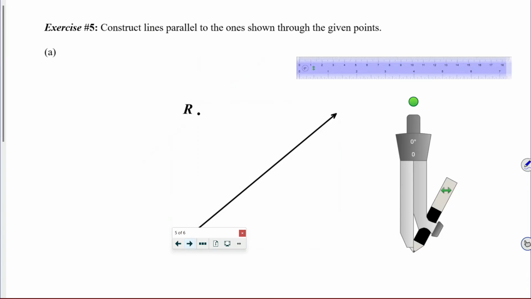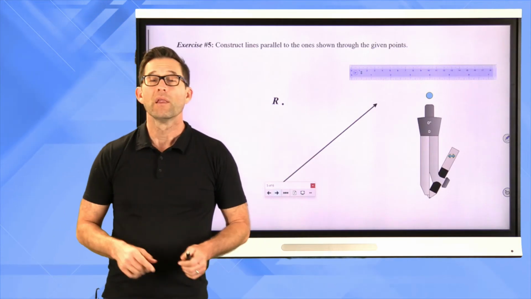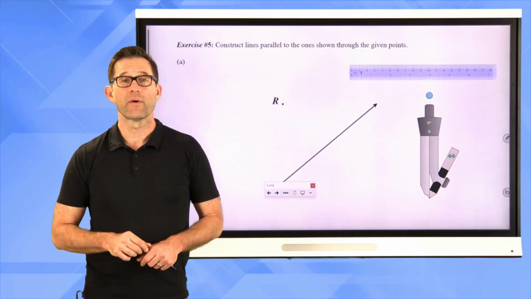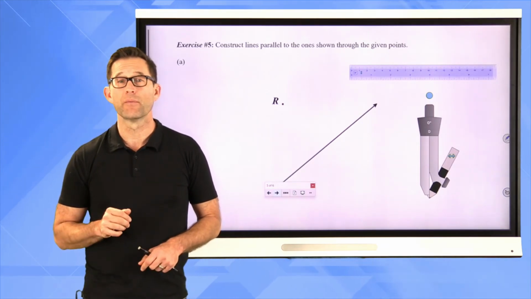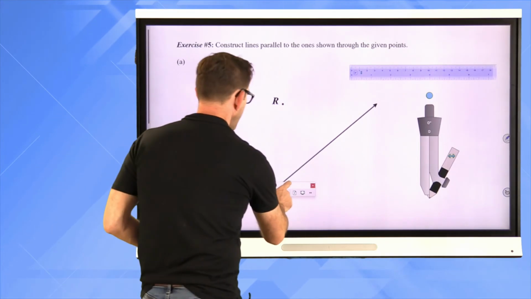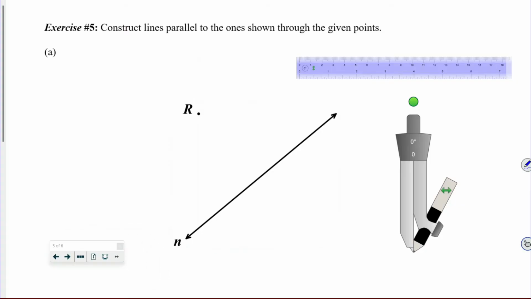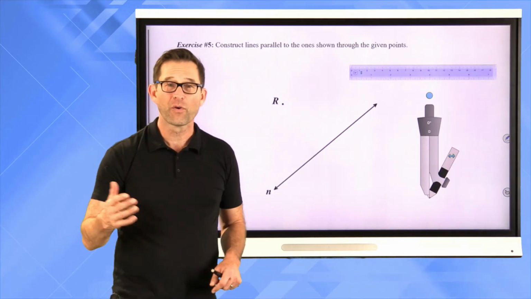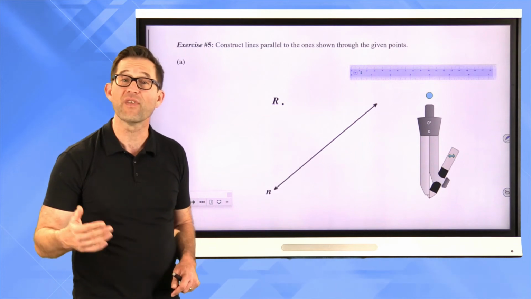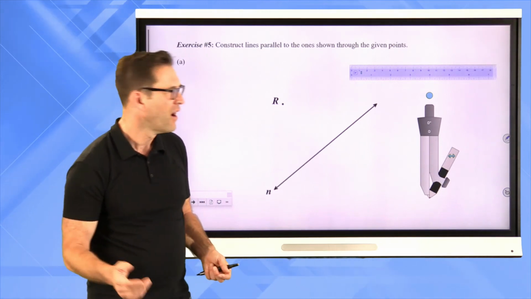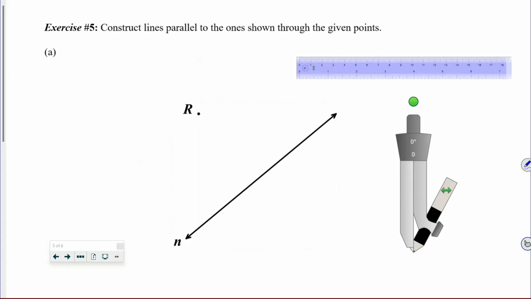Construct lines parallel to the ones shown through the given points. All right, cool. Let me walk you through letter A and then have you do letter B on your own. So now remember, our first step, right? We've got to copy an angle. Our first step has to be to create the angle that we're going to copy. I know that sounds a little bit weird, but it's true, all right?